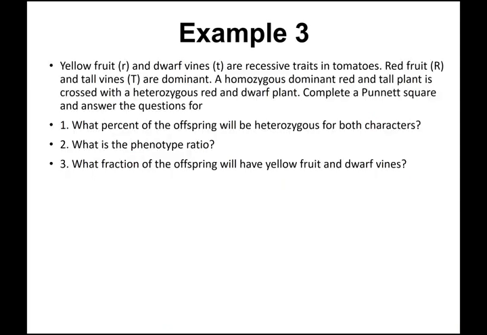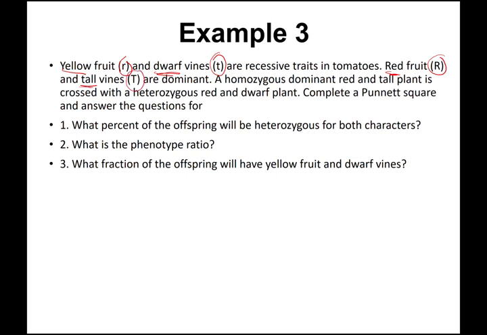Third example here. So now, this is about tomatoes. Yummy. Specifically for an Italian too. Okay, so now it's about the two characters: the color of the fruit, that can be yellow, and that's recessive, or red, and that's dominant, and the height. So if a plant is dwarf, there is a recessive allele for dwarf and a dominant allele for tall.